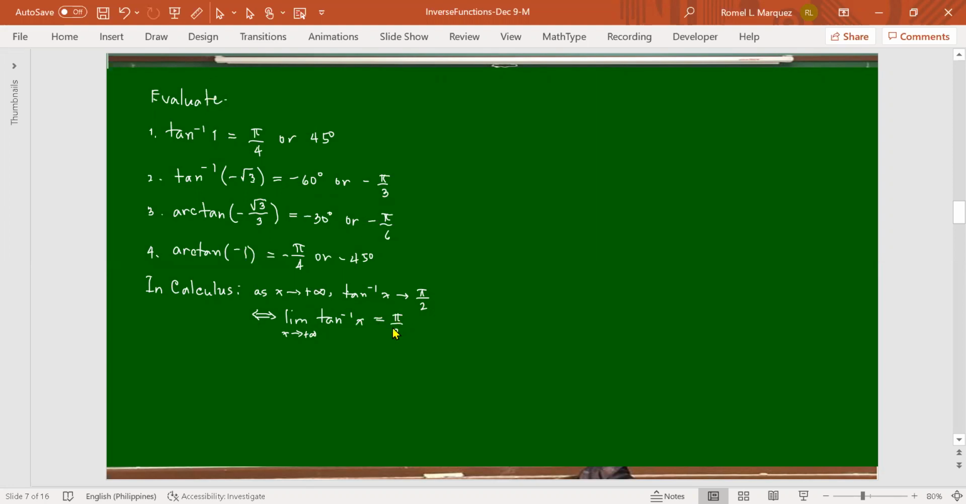Okay? If you have as x approaches negative infinity, then tangent inverse of x is what? Approaches negative pi over 2. Okay, guys?